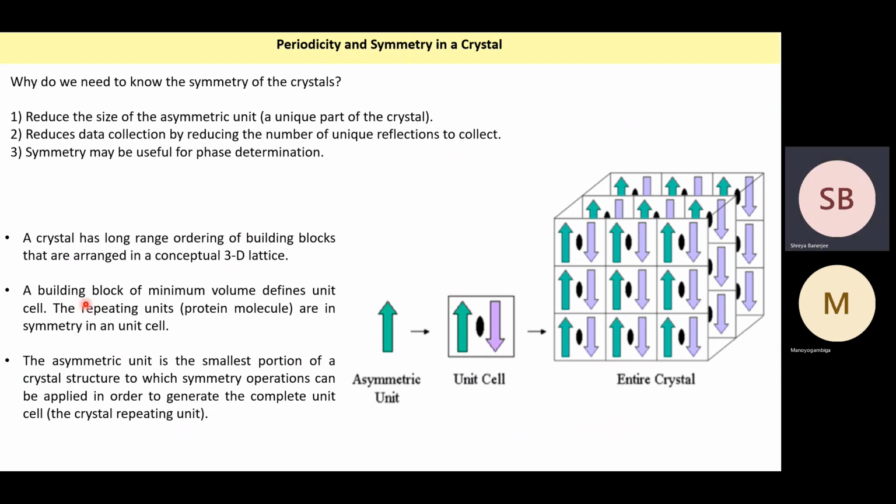The unit cell is a building block of minimum volume, which is repeating to get the entire crystal. So from the unit cell, by repeating in all three dimensions, X, Y, and Z, you can get the entire crystal.